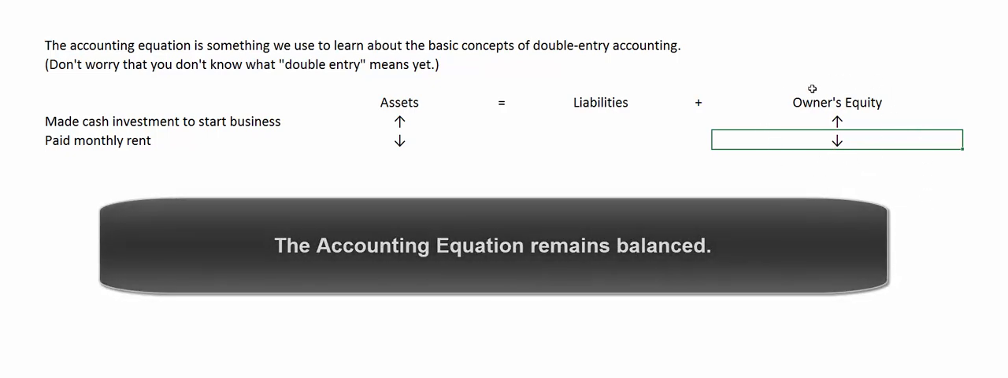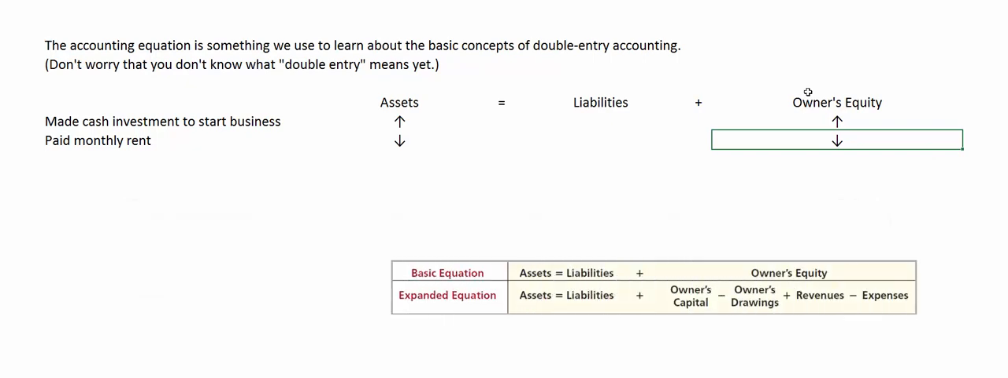So remember, our owner's equity increases when the owner puts in new assets, and increases when the company makes or earns revenue. Owner's equity decreases when the owner takes assets out, and decreases with expenses incurred. And that's what's happening here. We have a rent expense, and so our owner's equity is decreasing.